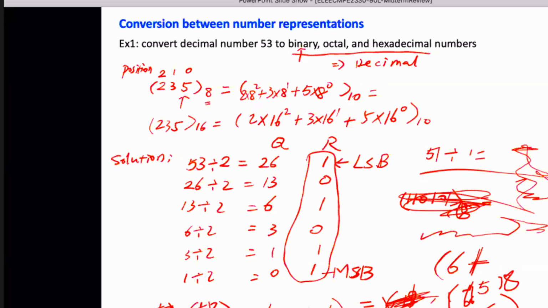So, okay, for this kind of topic, the requirement is to be able to convert one number representation to another. And so do you have any questions?